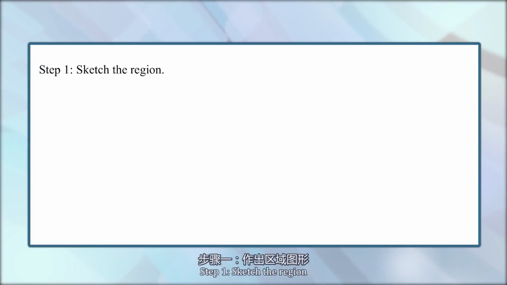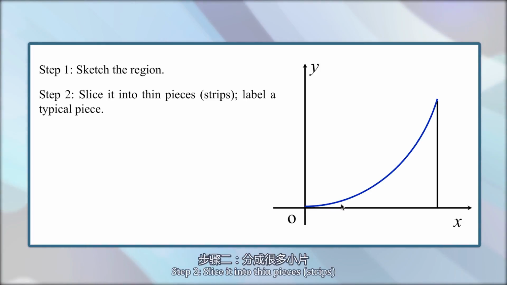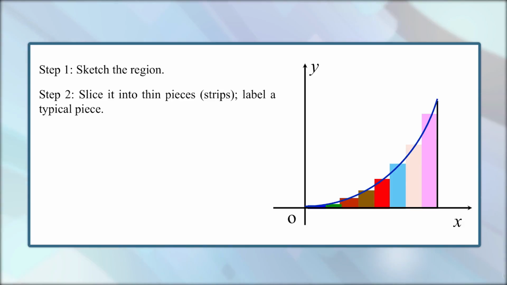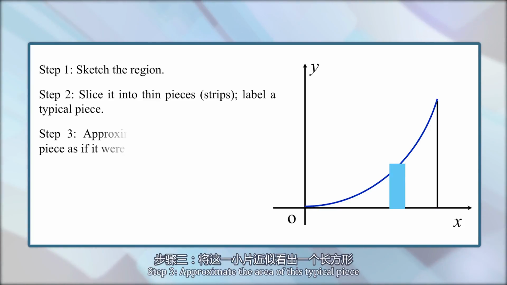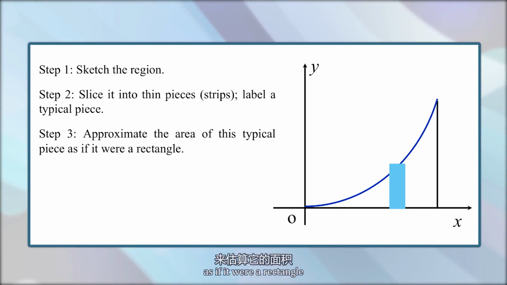So the first step is to sketch the region. Sketch the graph of the function, then sketch the whole region. The second step, slice it into pieces or strips. We slice it into many thin pieces and label a typical piece, such as this blue one. The third step, approximate the area of this typical piece as if it were a rectangle.